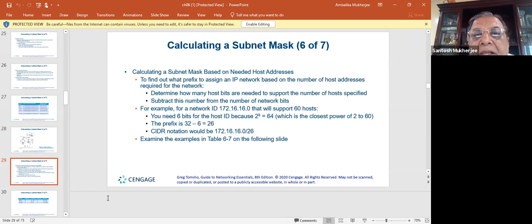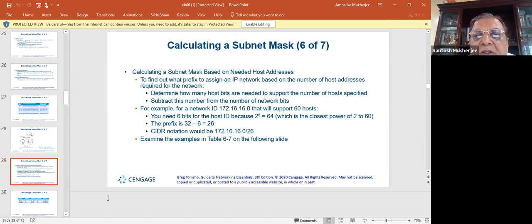Calculating a subnet mask based on needed host addresses: to find out what prefix to assign to an IP network, base it on the number of host addresses required for the network. Determine how many host bits are needed to support the number of hosts specified. Subtract this number from the number of network bits. So, for example, the network address is 172.16.16.0 that will support 60 hosts. You need six bits for the host because 2 to the power 6 is equal to 64, which is the closest power of 2 to 60.